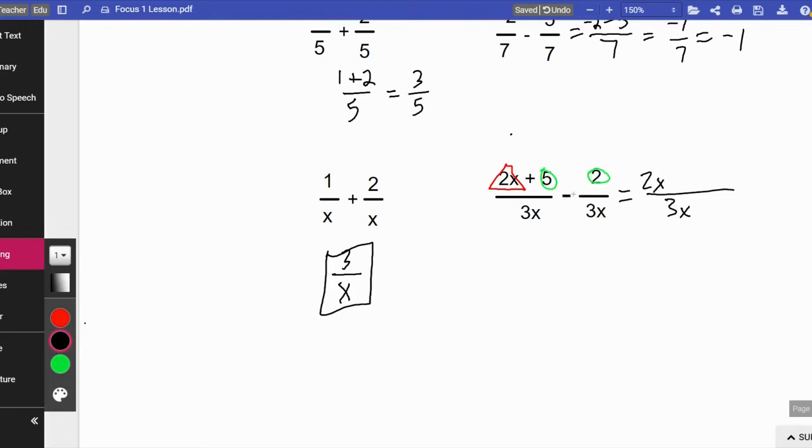And then this is 5 minus 2, so just a 3. And that is your simplified answer. Again, there's no equal sign, there's no solving. We're just simplifying here, adding like terms, making sure we have a common denominator.